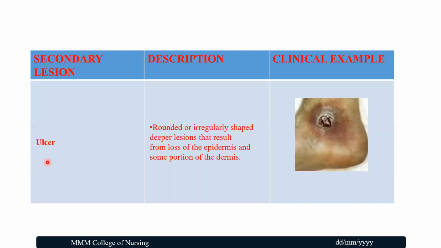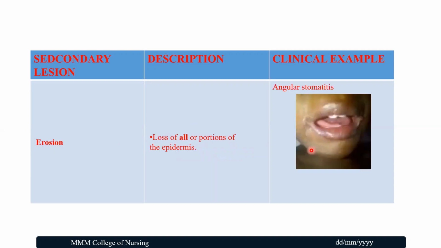Next is ulcer. Ulcer is nothing but a rounded or irregularly shaped lesion. It doesn't have a regular shape. So it is irregularly shaped with a deeper lesion in it that results from the loss of epidermis, and some portion of the dermis is missing. So this is a typical example of the ulcer.